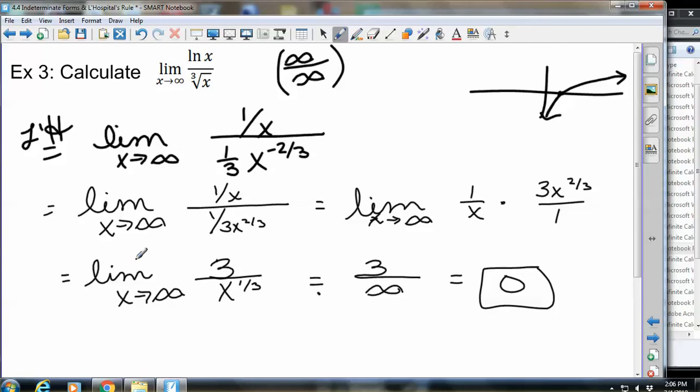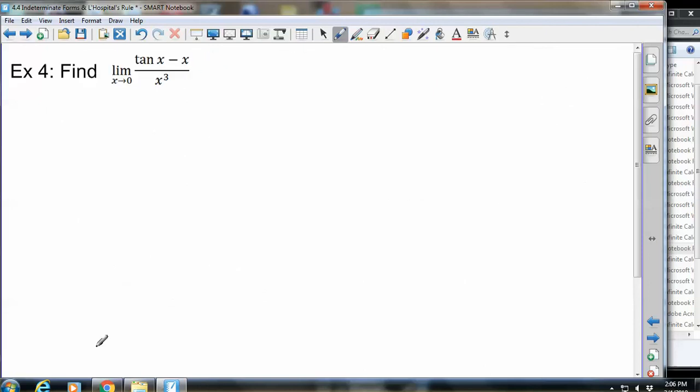Alright, so the next one, I'm going to throw some tricks. The limit as x approaches 0 of tangent x minus x over x cubed. Is it? I don't know, you tell me. What's the tangent of 0? 0 minus 0 over 0, so yes, it's 0 over 0.